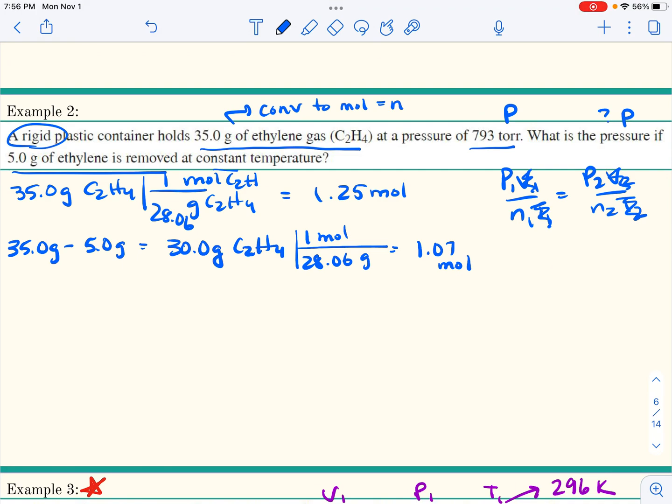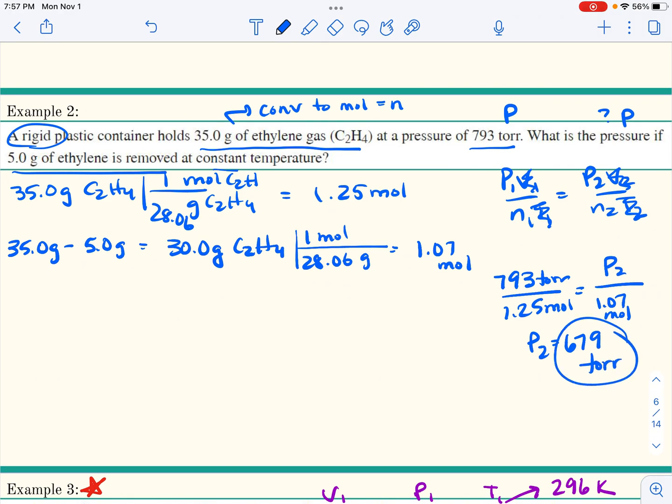Over here we have a pressure of 793 torr. And when that was the case, there were 1.25 moles in the container. And we're looking for a new pressure, and now there are 1.07 moles in the container. So I can solve for P2 and see that this would be 679, I'm going to keep 3 sig figs, 679 torr of pressure. Or I'll show you the new way again.